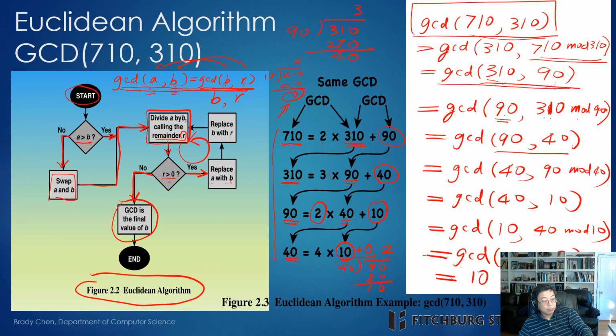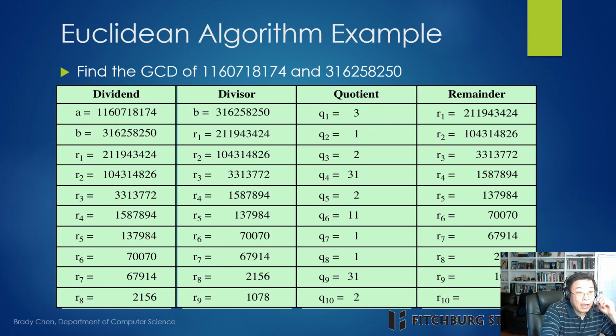Take a look at this example. This is very good, and we can work on four more examples if we have time. Now here is a much bigger problem. Now we know why we need the Euclidean algorithm. We try to find the greatest common divisor of these two numbers. That's a big number, right? If I put the commas here, it looks like 10 billion or 1 billion something. That's a big number.